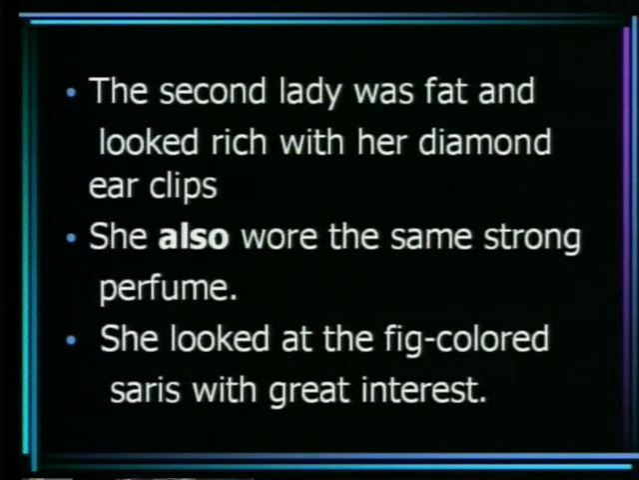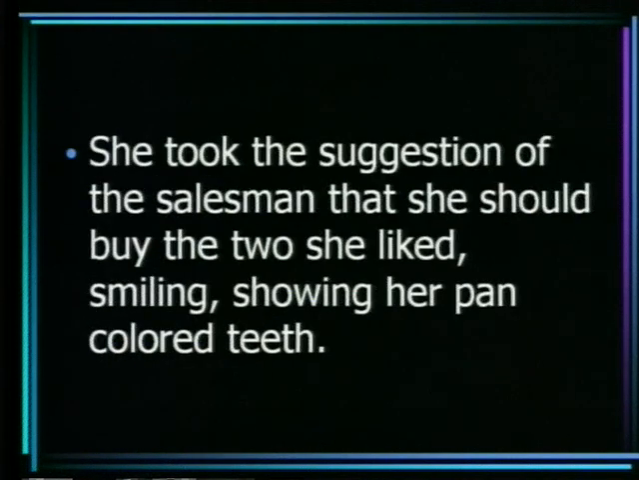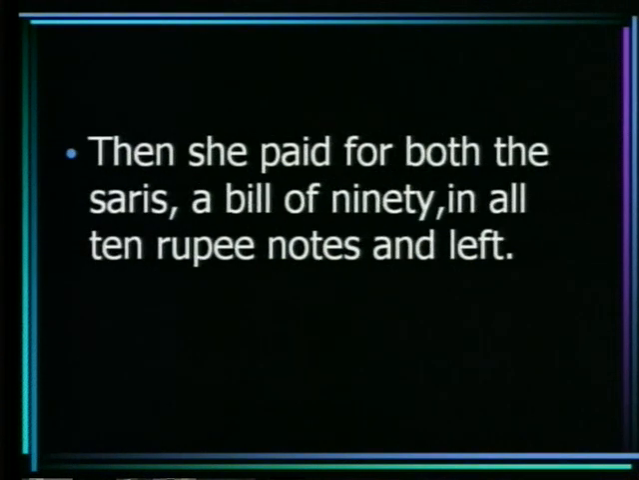The second lady was fat and looked rich with her diamond ear clips. She also wore the same strong perfume. She looked at the fig colored saris with great interest. She took the suggestion of the salesman that she should buy the two saris she liked, smiling, showing her pan colored teeth. Then she paid for both the saris a bill of 90 in all 10 rupee notes and left.